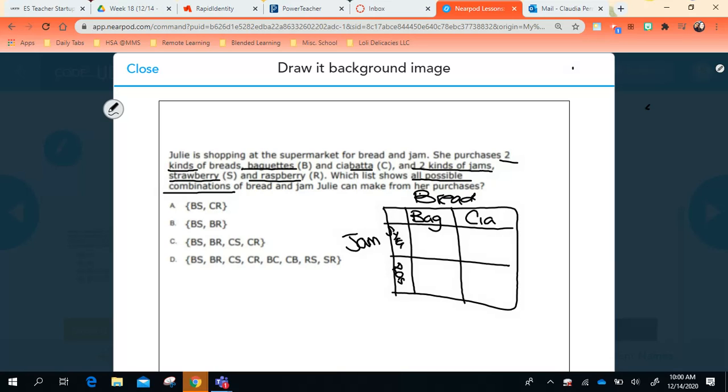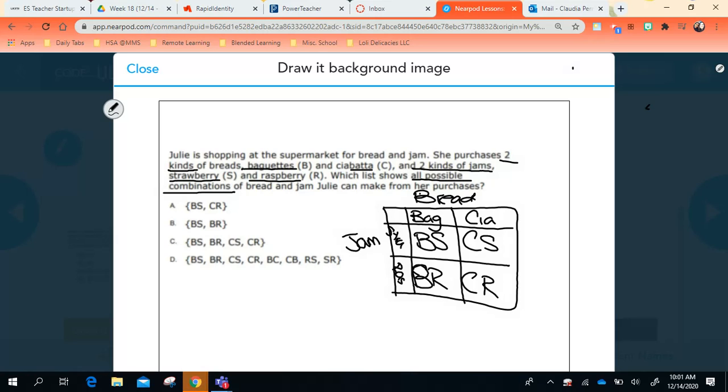Because then I also see people that are kind of starting it the right way. They have the top like that, but then they don't have this line right there. And that's also going to mess you up. Because then you start combining baguette and strawberry, baguette and raspberry, then ciabatta and strawberry, ciabatta and raspberry. So now you have your combinations. How many combinations do I have? 4.